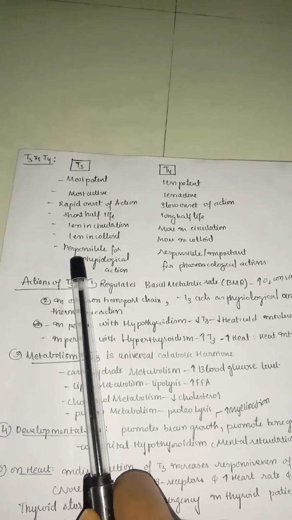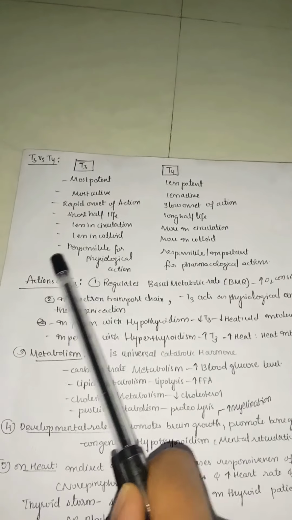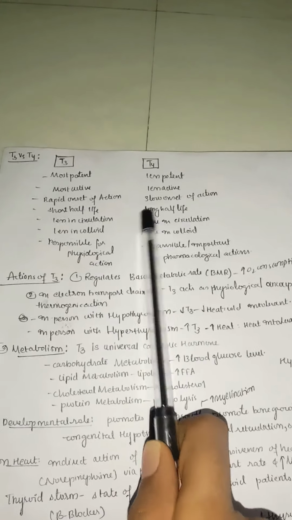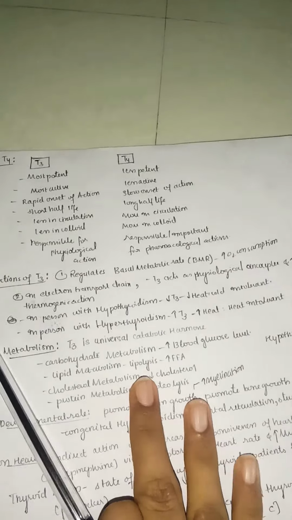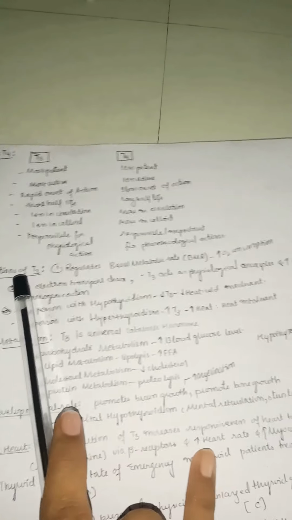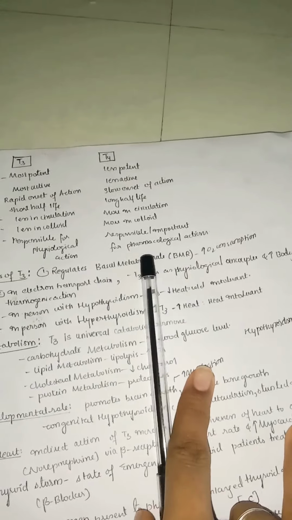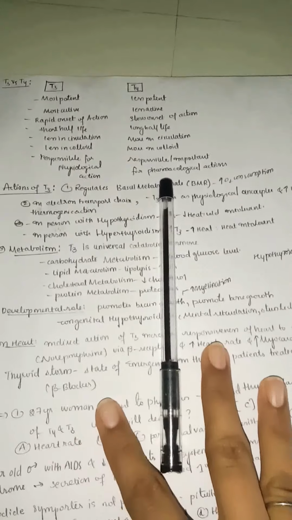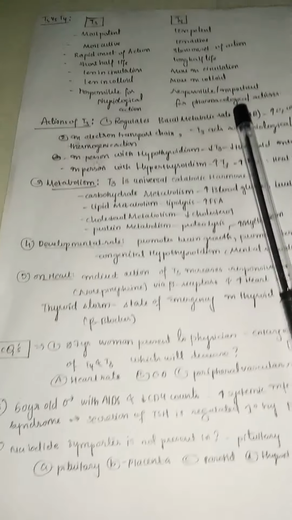So it's less in colloid, it's more in colloid. That's what you can say: T3 is not resting more, it's going to the action, whereas T4 is more in colloid because it's stored in the colloid. And mainly T3 is responsible for physiological action, whereas T4 is important for pharmacological actions. Now let us see the actions of T3 in detail, with this our active form.